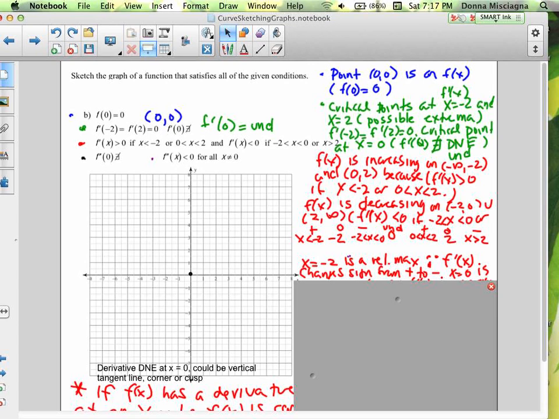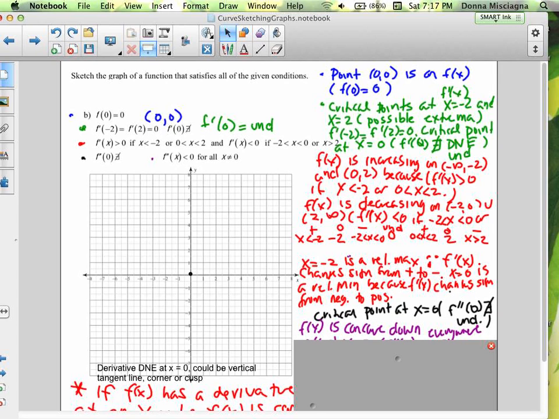All right, so let's see what this part here says and see if I have to clean it up at all. X equals -2 is a relative maximum because f prime of x changes sign from positive to negative. X equals 0 is a relative minimum. Just because the first derivative doesn't exist does not mean that that can't be a relative max or min. In this case, it's a relative min because the first derivative changes sign from negative to positive.